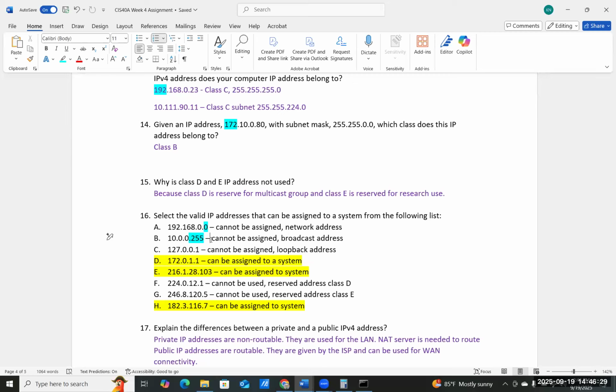Then when you look at D, 172.0.1.1, the unique ID here, yeah, that works. So this is a class B address. And if you look at the host ID, 1 is unique. It's not 0, it's not 255, it's not the beginning or the end of the range. So this likely is a router, but it can be assigned to a system or a gateway.